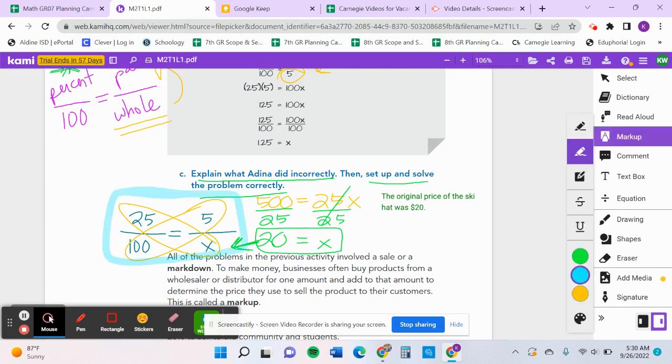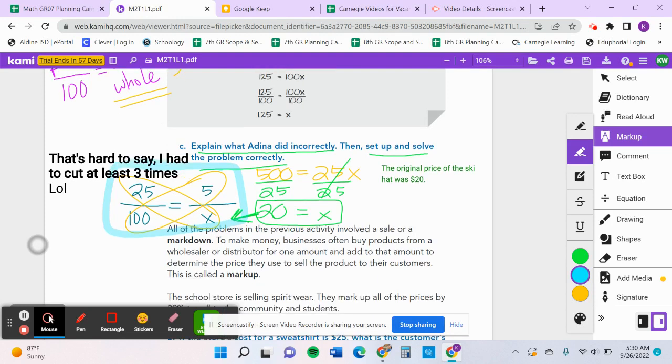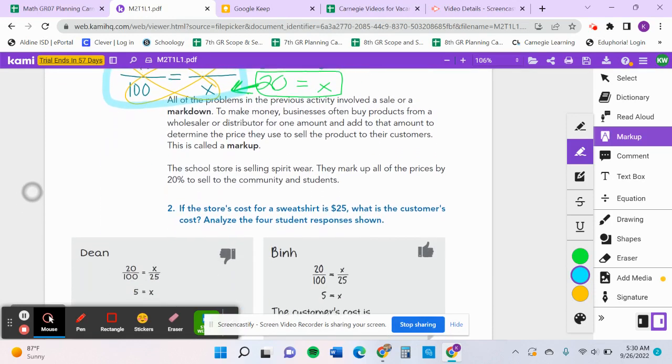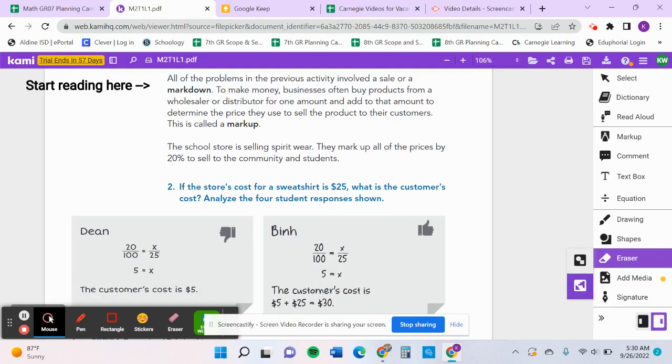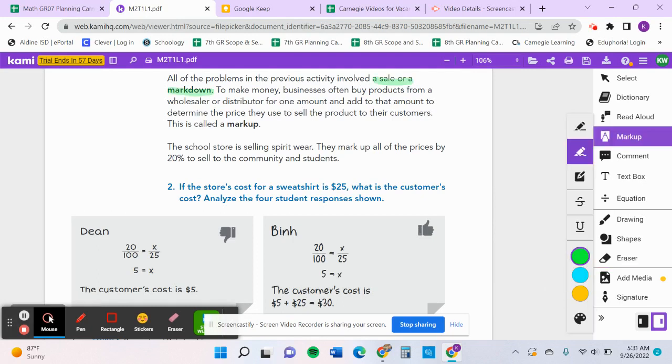Now that we know how to solve percent problems using proportions, tongue twister, we're now moving on to markups and markdowns. Get ready to read along with me. All of the problems in the previous activity involved a sale or a markdown. To make money, businesses often buy products from a wholesaler or distributor for one amount and add to that amount to determine the price they'll use to sell the product to their customers. This is called a markup.